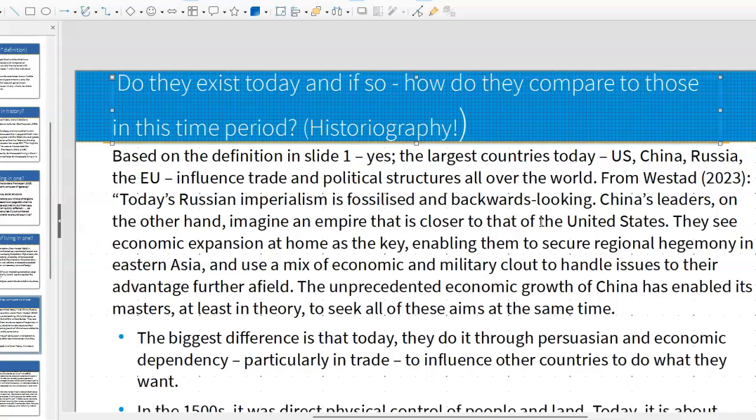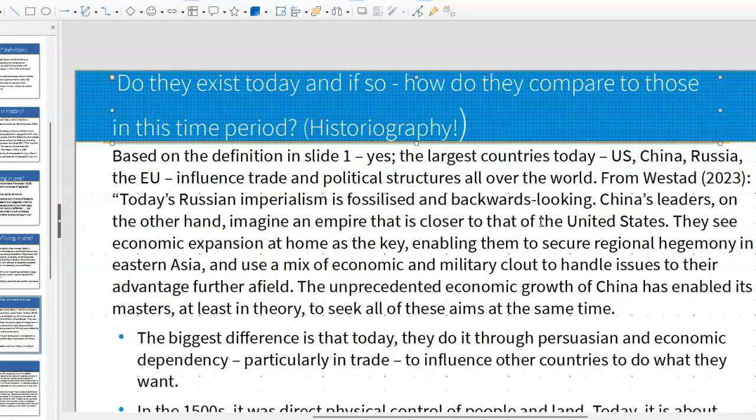So yes, I would argue that they exist today. So apparently would Ferguson and Westad and a number of others, based on the definition slide. Yes, the largest countries today, US, China, Russia, the European Union, influence trade and political structures all over the world. Westad argues today's Russian imperialism is fossilized and backwards looking, and he's basing this on the Russian invasion of Ukraine. This was written in 2023.